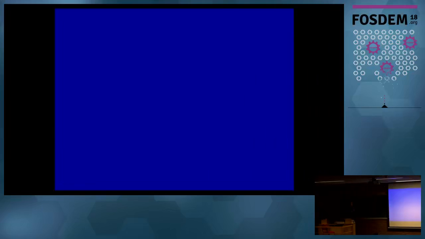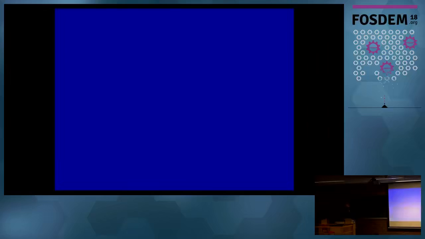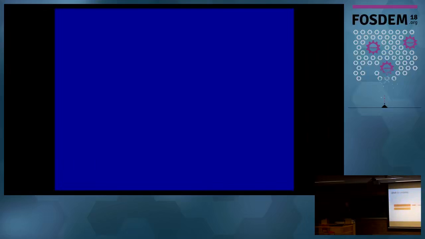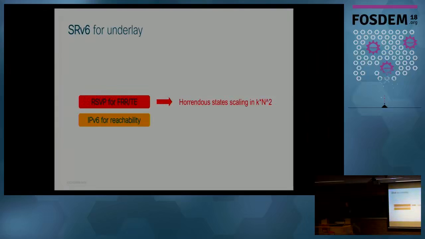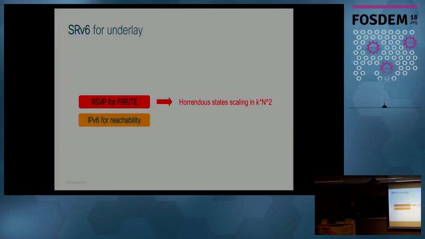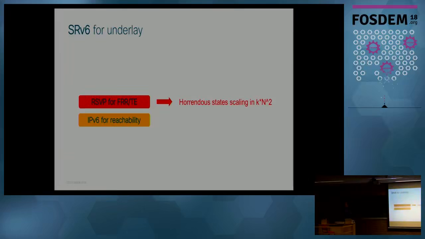So what is the cool thing of what we are trying to achieve with SRv6? Well, what we want to do is, okay, let's use SRv6 for the underlay. IPv6 is giving us reachability. Now, if you want to build traffic engineering or fast reroute techniques, what would you do? Would you use RSVP? I don't know if you know a bit about it, but it actually scales really, really badly. So let's use segment routing instead.